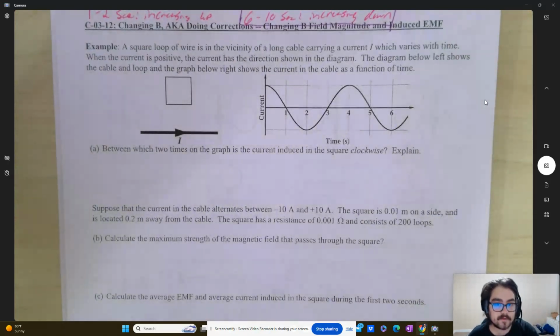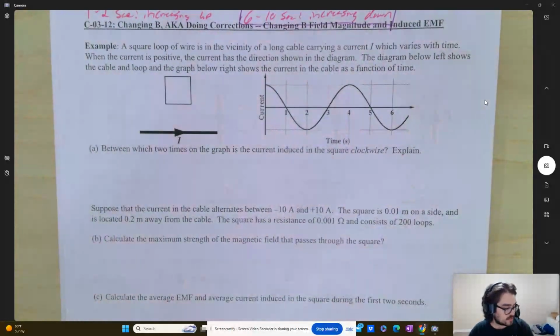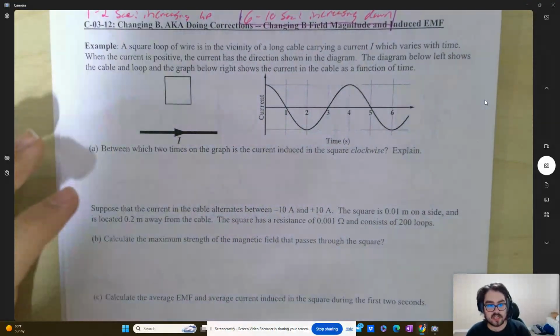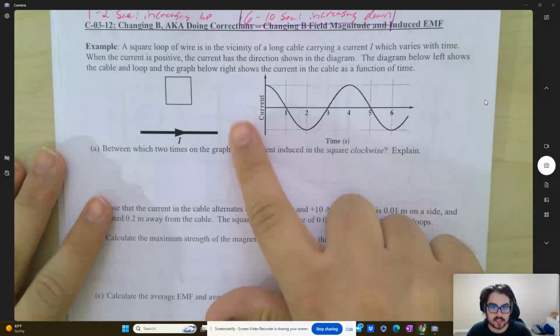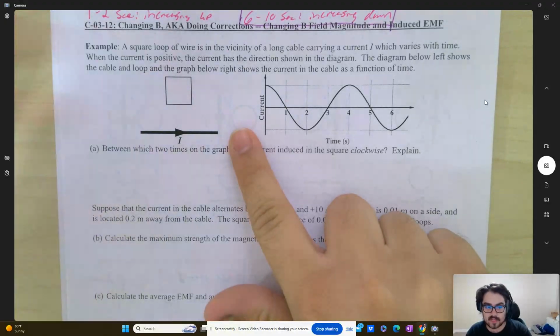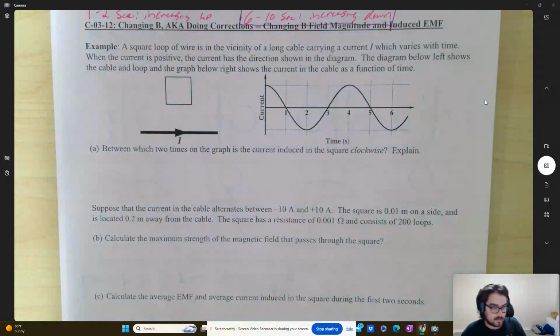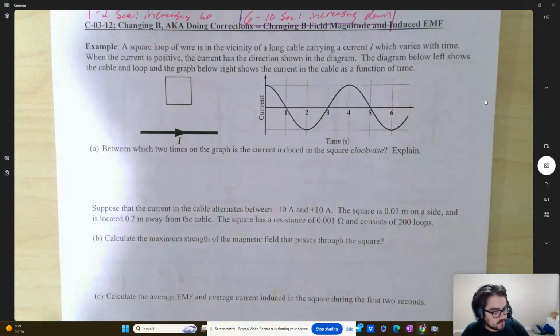Okay, here we go. Changing B field magnitude and induced EMF. So this is where we're actually going to change our B field. If we change the B field, we can actually induce an EMF even if the loop stays at the same position and maintains the same area. Okay. So first off, I want to look at this.